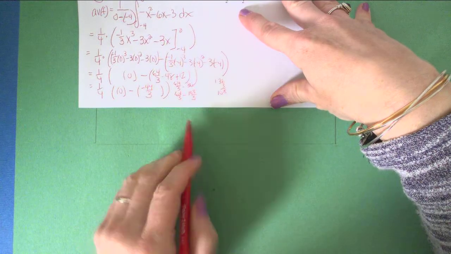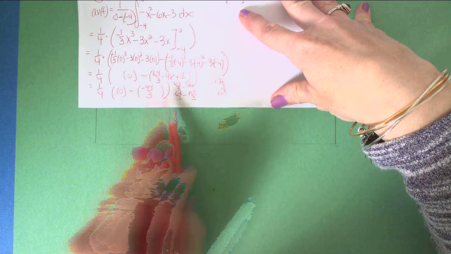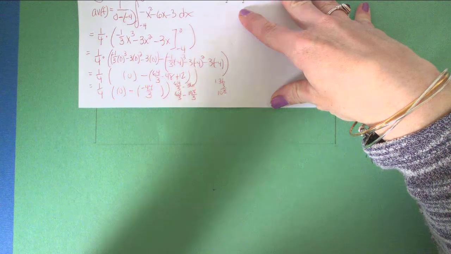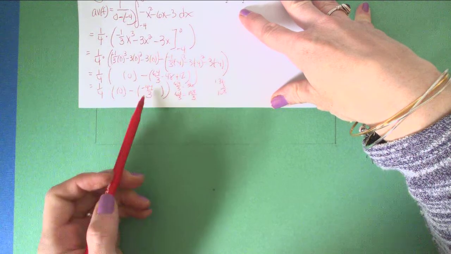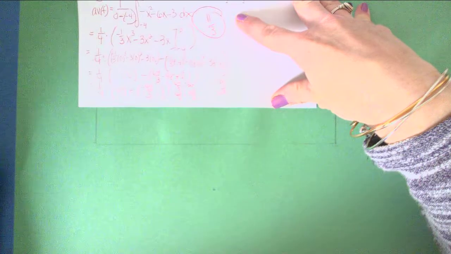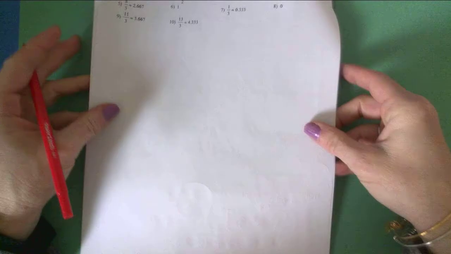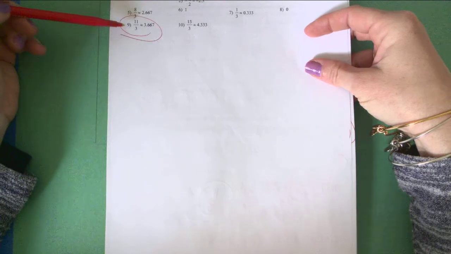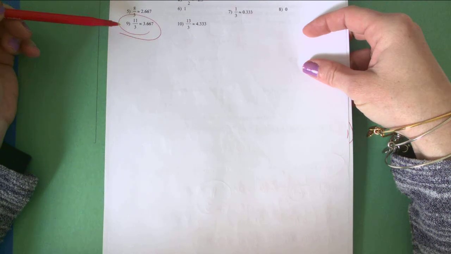So then I have 0 minus negative 44 thirds, which is a positive 44 thirds, times 1/4 should give me a grand total of 11 thirds. So I look back at number 9 on my answer key, and there it is, 11 thirds. So you can check all your work tonight with average value. Okay, good luck with this. Hope it makes sense, and we'll see you in class tomorrow.